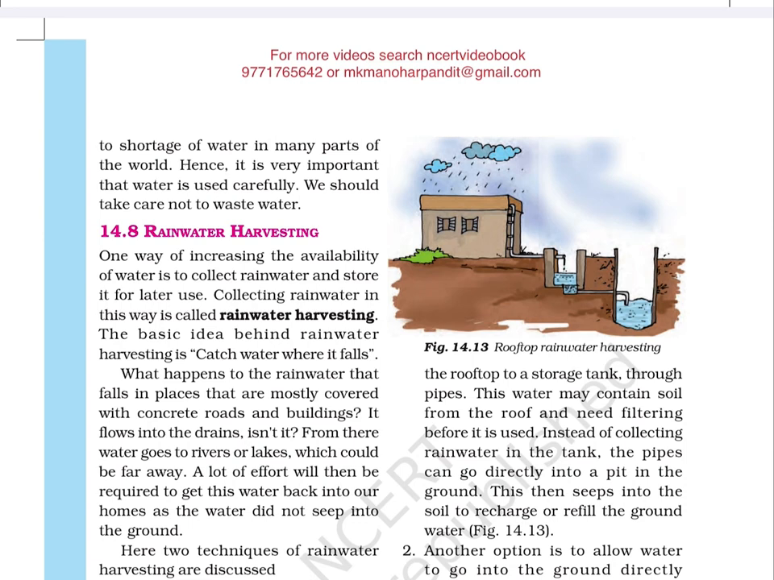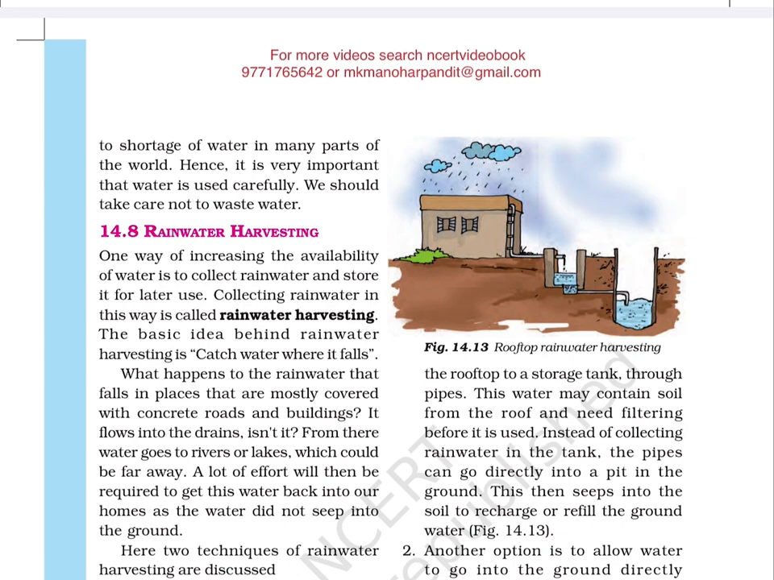14.8. Rainwater harvesting. One way of increasing the availability of water is to collect rainwater and store it for later use. Collecting rainwater in this way is called rainwater harvesting. The basic idea behind rainwater harvesting is to catch water where it falls.